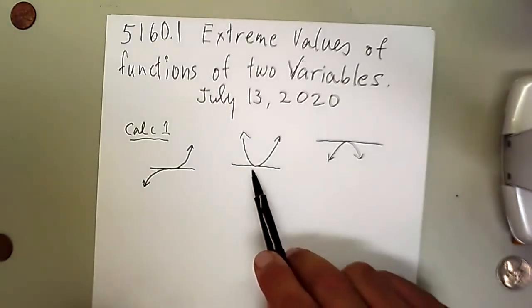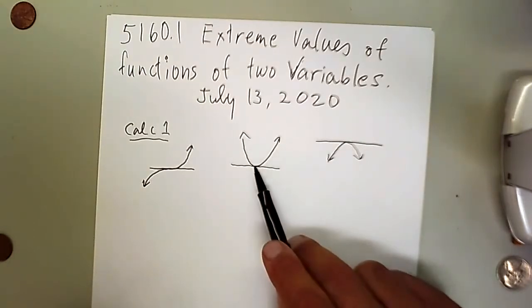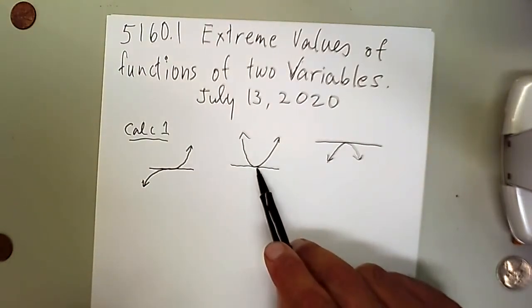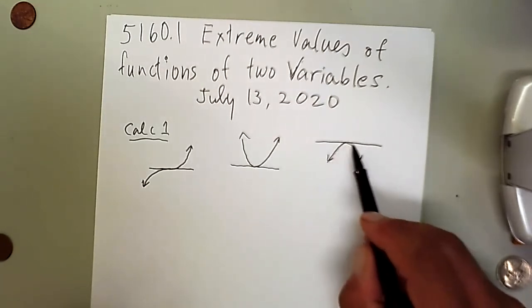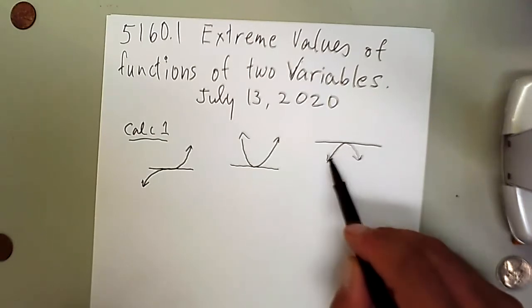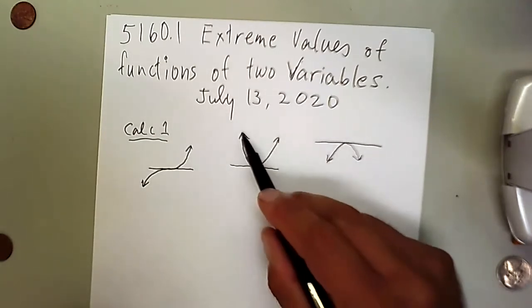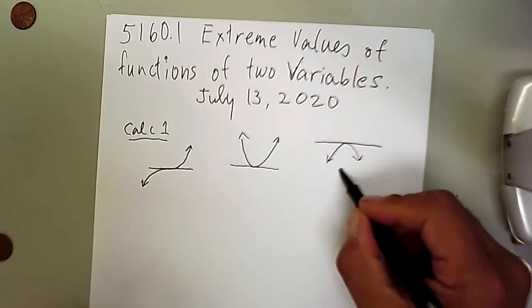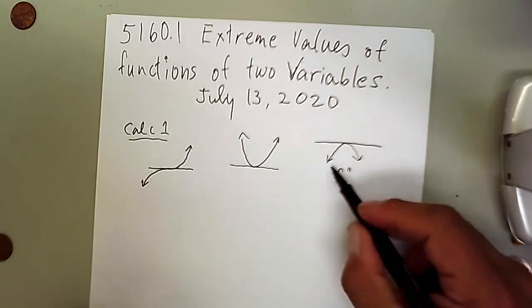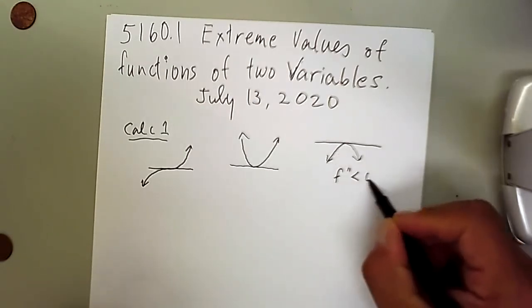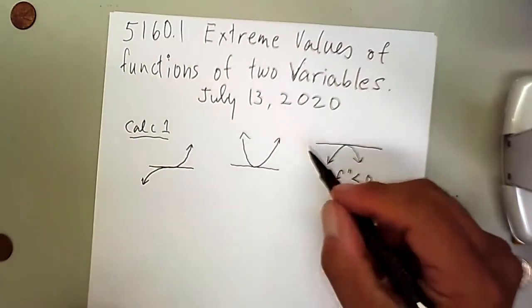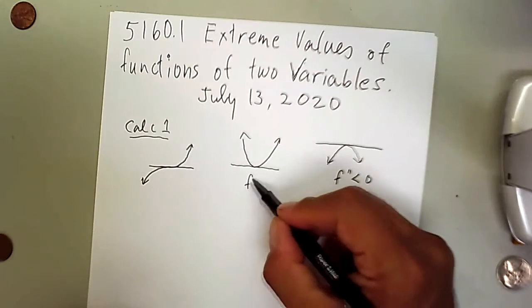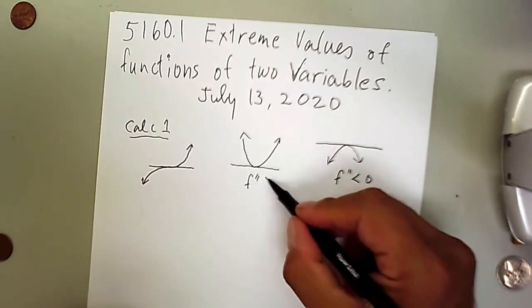Once we find critical numbers, we find the second derivative, and the second derivative can tell us whether we have a concavity down. So if the second derivative at that point is negative, we have a maximum. If the concavity is going up, then the second derivative has got to be positive.